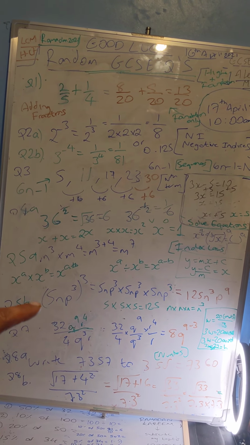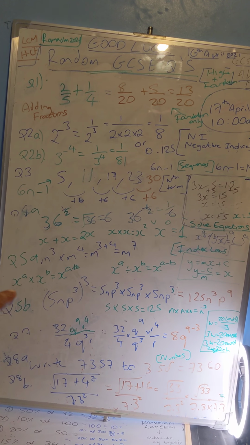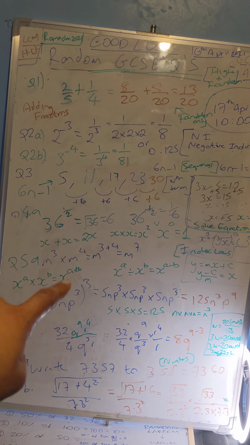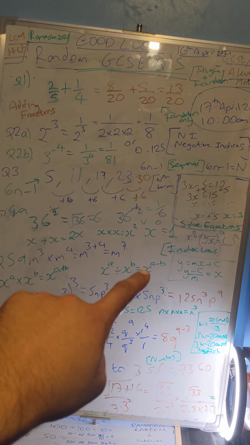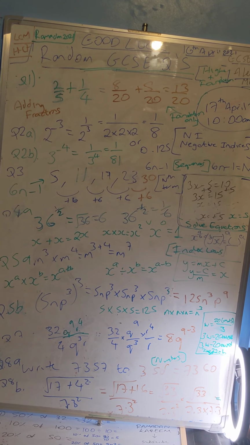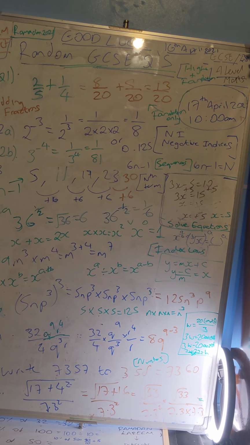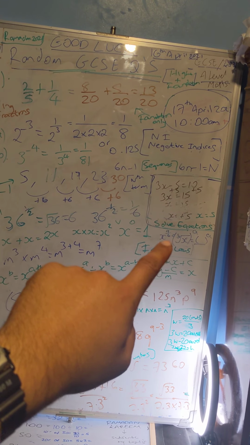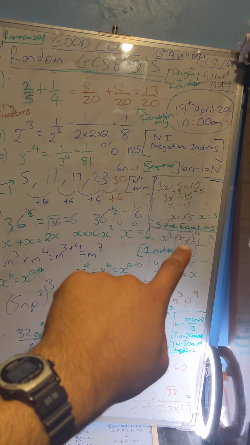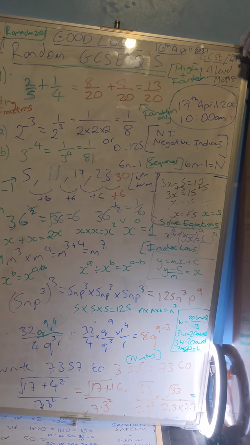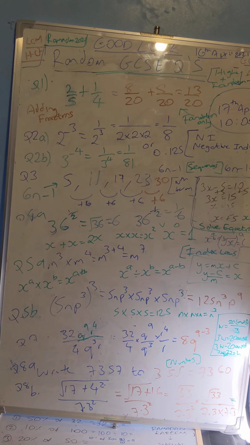Right, guys, so the rules are: x to the a times x to the b equals x to the a plus b, and x to the a divided by x to the b is equal to x to the a minus b. So it's looking at the index laws, guys. And I've put a little question here: x to the a over b is the bth root of x to the power of a. So that's my answer for that one, guys.